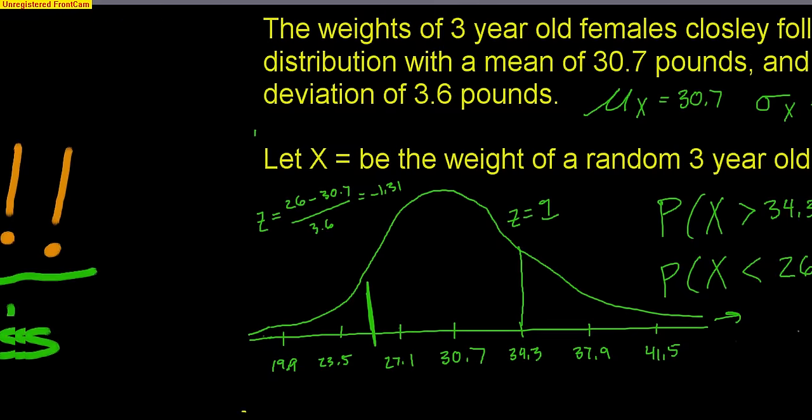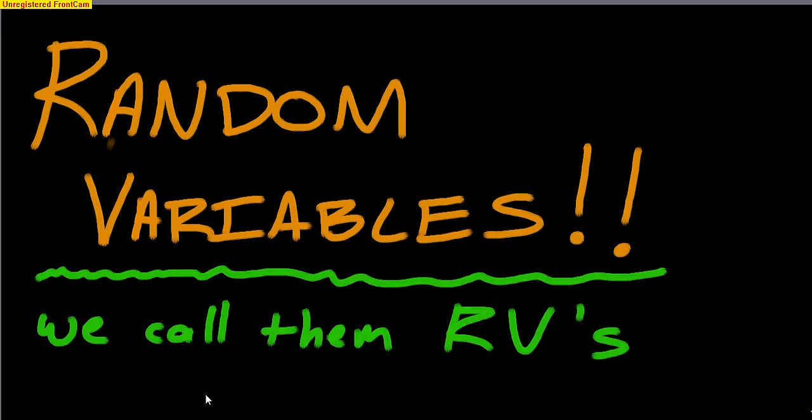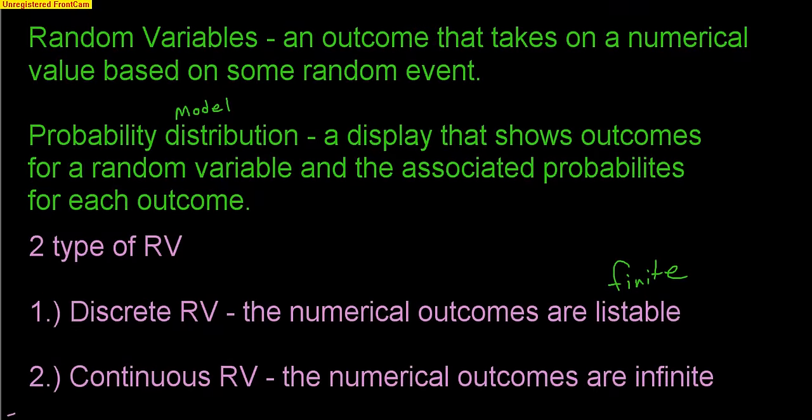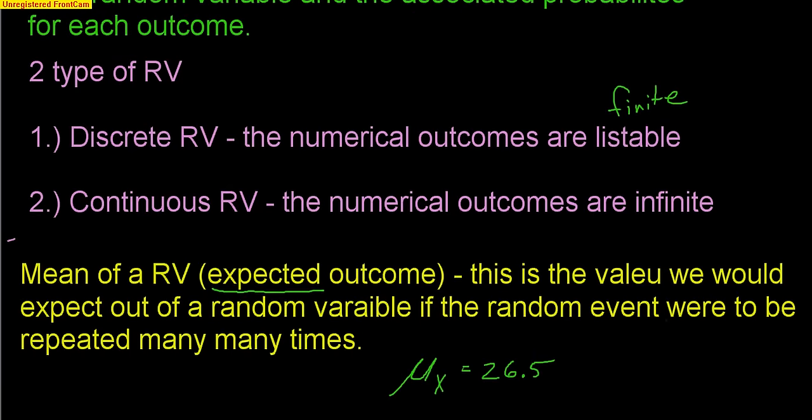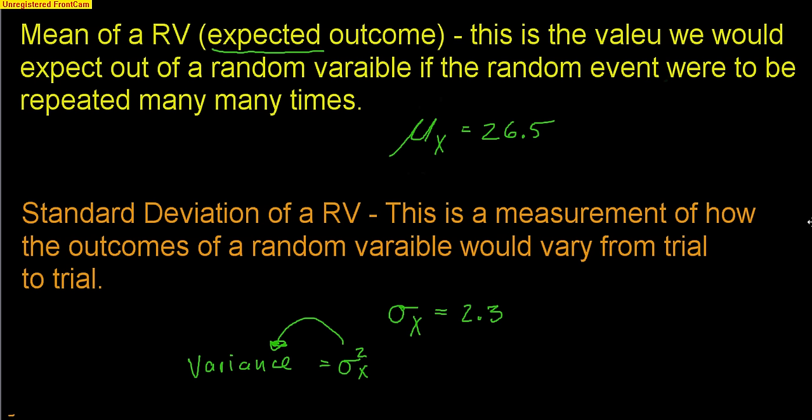So hopefully you understand random variables. Keep in mind, the big concept here is that there are two types of random variables, discrete and continuous. And no matter the type, you always want to think about, if I were to think about many, many outcomes, what do I expect the average to be? That is mu, that's the expected outcome. But that outcome could deviate, and that's where the standard deviation comes in.